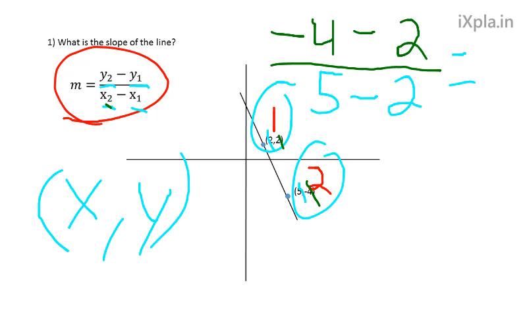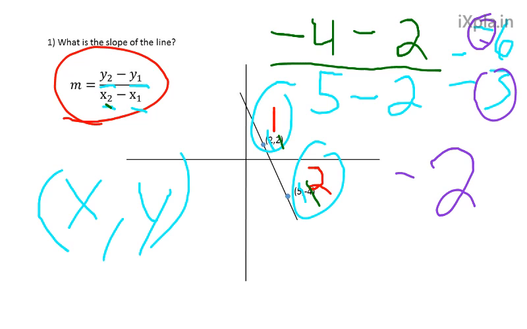And then solve. So negative 4 minus 2 is negative 6. 5 minus 2 is 3. We're going to need to simplify that. So 6 divided by 3 is 2, but a negative and a positive equals a negative. So the slope is negative 2. All right, let's go on to another easier example.